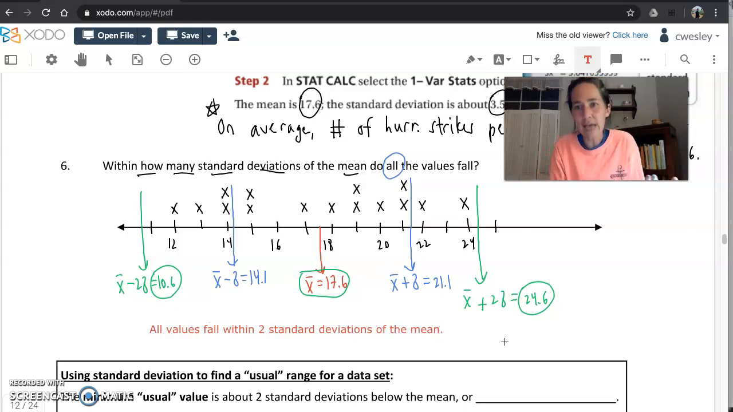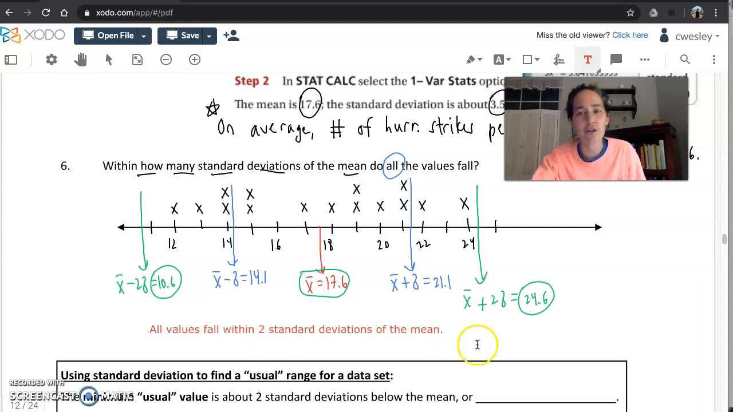And that doesn't always happen. Sometimes if you have more spread out data, you'd have to go further. But later we'll be talking about normal, typical data. And for normal data, you can trust that generally you're not going to be too many standard deviations above or below the mean. Usual values fall within 2 standard deviations of the mean. So if you have hurricane trackers and they're trying to predict what's going to happen in the future, they shouldn't really expect values that are going to be outside of those 2 standard deviations.